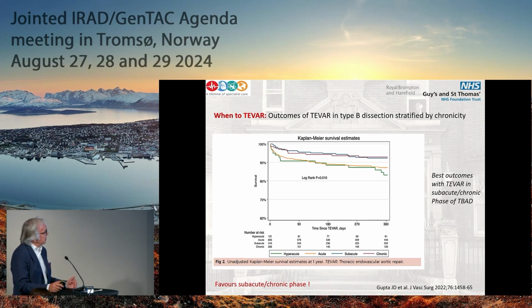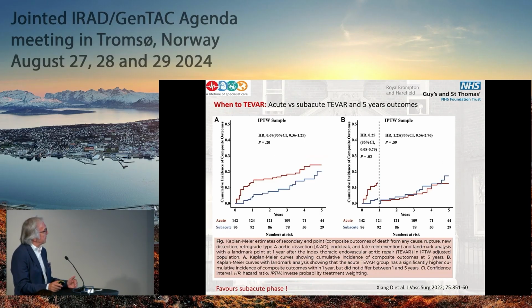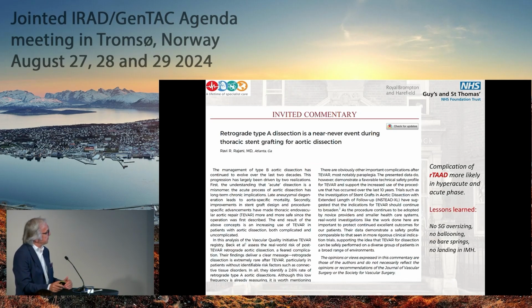Another study looking at outcomes of TEVAR stratified by chronicity shows again in a similar display the best outcomes with TEVAR are achieved in the subacute up to chronic phase in patients with type B dissection. Again, highlighting the fact that to avoid the initial phase, the early phase, is obviously helpful. Independent, again, acute versus subacute phase with 5-year outcome. This study favors the subacute phase as compared to the acute phase, with less early mortality and less early complications in the subacute phase.